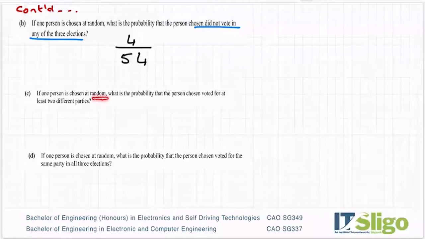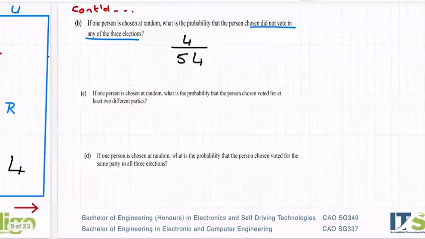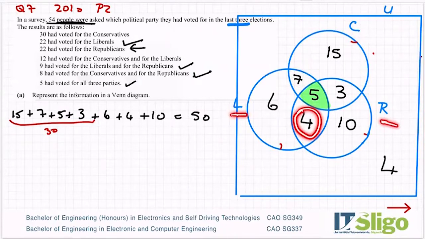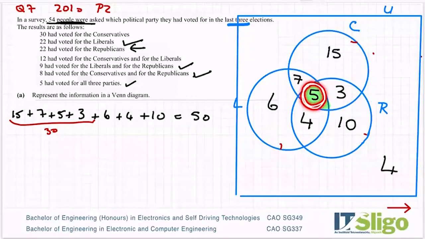If one person is chosen at random, what is the probability that the person chosen voted for at least 2 different parties? Well, at least 2. Those 7 people voted for 2 parties. They voted for Liberals and Conservatives. Those 4 people voted for Liberals and Republicans, so they voted for at least 2 parties. These 3 people voted for 2 parties. They voted for Conservatives and Republicans. Now, don't forget to include the 5. These also voted for at least 2 parties. In fact, they voted for 3, and 3 falls into the category of at least 2.